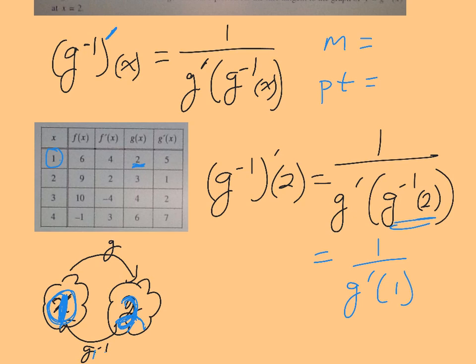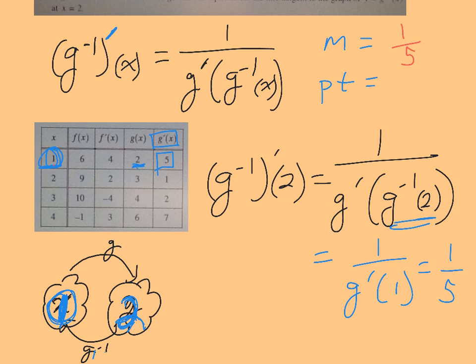We want the inverse at 2, so we've ended up at 2. We want to go back to where we started. We ended up at 2 with g. What did we start with? We started with the 1, so that's what we have here. Now it's g prime of 1. So here's 1. We want g prime, so that is 5 now. So that becomes 1 over 5. So that's my slope. My slope is 1/5.